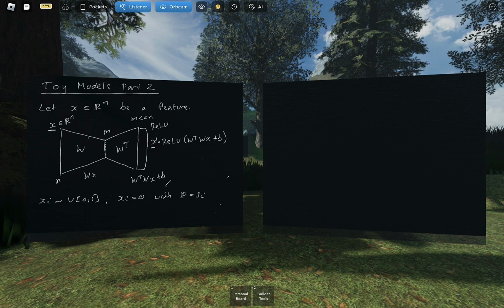This statement's a bit confusing, right? So you mean that with probability S_i it's 0, and if it's not 0, then you sample it from a uniform distribution, right? Yes, sorry. That's exactly what it is. So when x_i is not 0, it will be taken from this random distribution between 0 and 1.